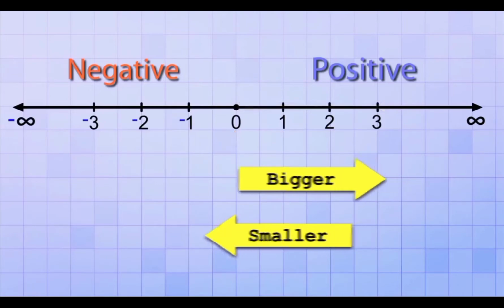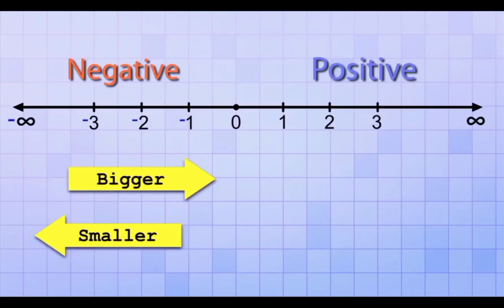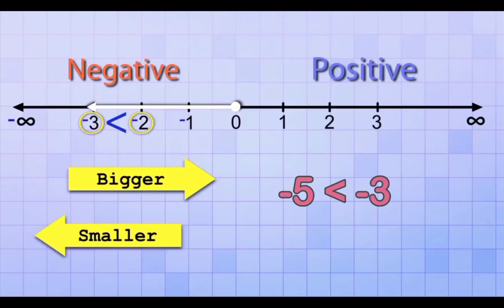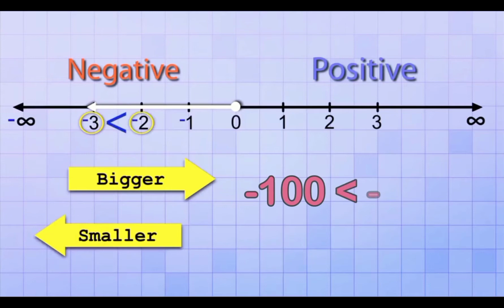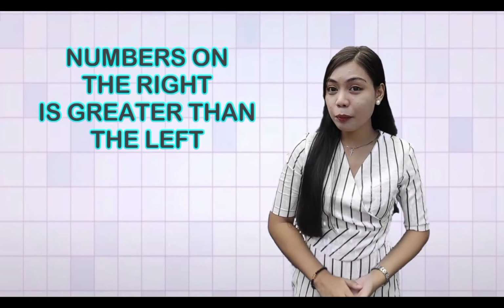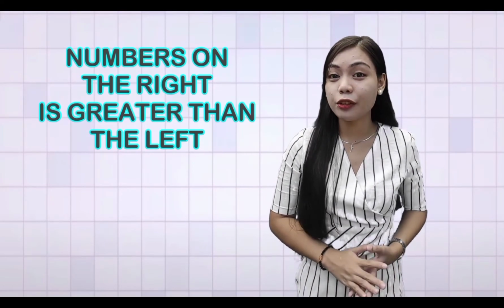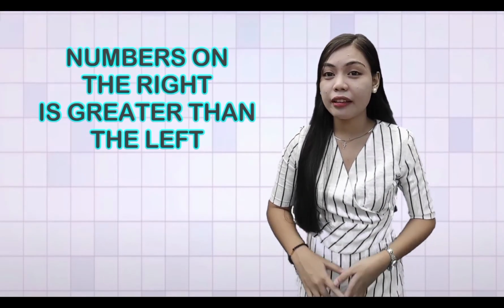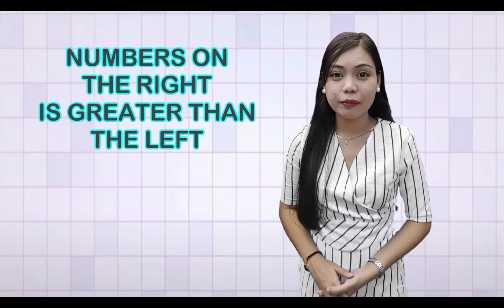The same goes for negative numbers. Negative 3 is less than negative 2. Since negative 3 is on the left side of negative 2, negative 3 is actually smaller than negative 2. Negative 5 is less than negative 3, negative 20 is less than negative 11, and negative 100 is less than negative 31. This means numbers on the right are always greater than the numbers on the left.